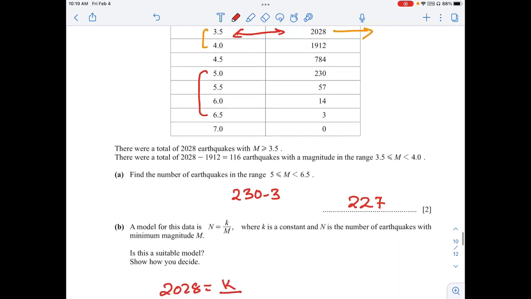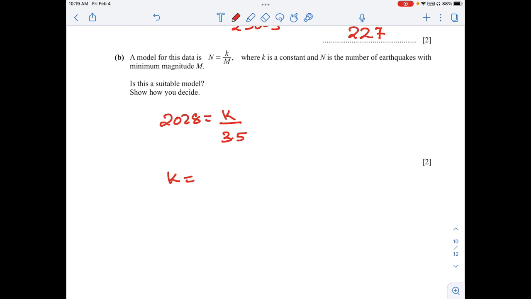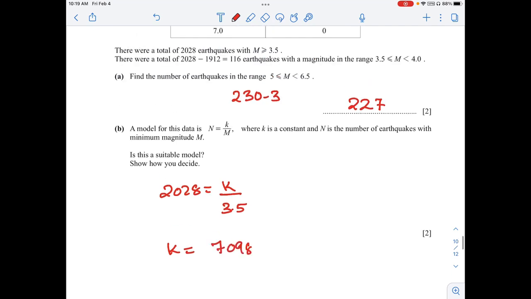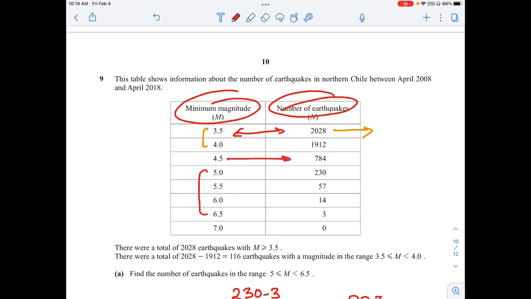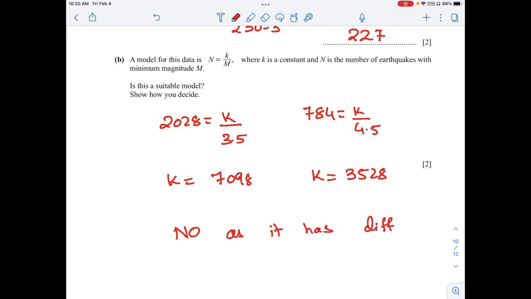So we use the values of N and M from 3.5 and 2028 to get the value of k. So the k value will be 2028 times 3.5, which is 7098. I should get the same k value for any other number too. So I take 4.5 and 784. 784 is equal to k upon 4.5. So 4.5 times 784 should also be equal to this, but it is 3528. So it is not a suitable model, so no, as it has different k values.